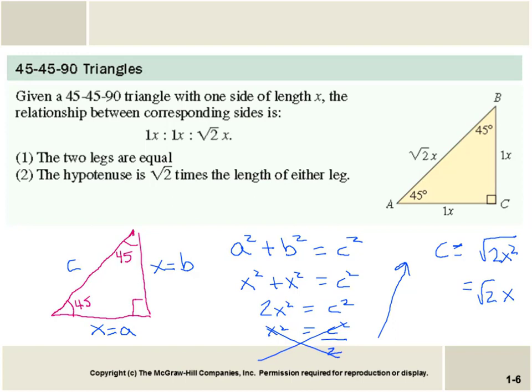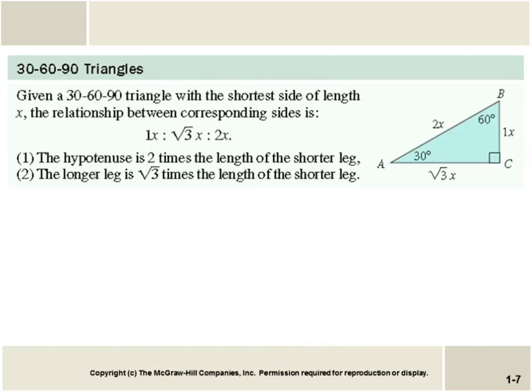Thank you. Yeah, so c is equal to the square root of 2 times x. And so that's how that triangle comes into being. Okay? Now we have a 30-60-90 triangle. And this is a little different, so I'll show you how we can make this work.